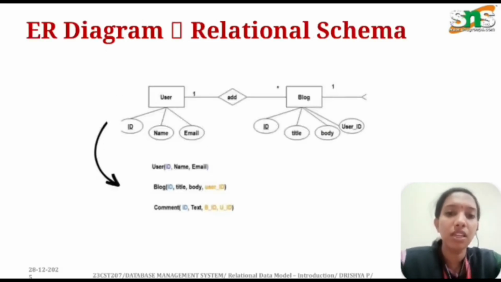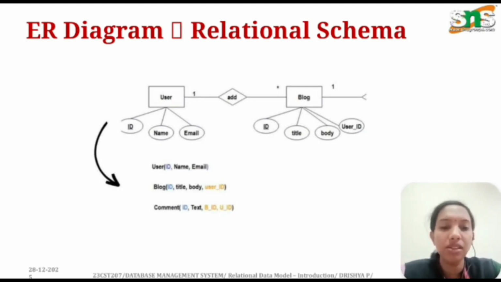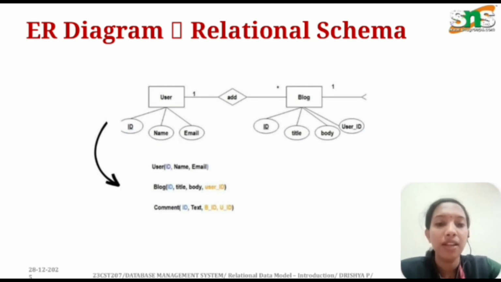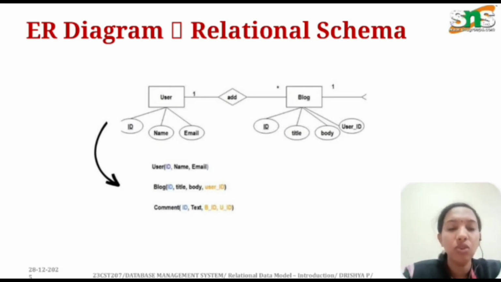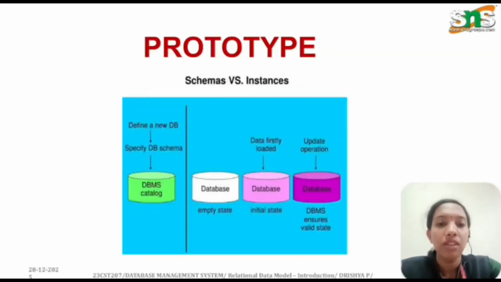Then next is the ER diagram, or relational schema. In an ER diagram, the rectangle represents the entity, the ellipse is the attribute, and the diamond shape is the relationship. Then there is cardinality. We will explain this clearly in the next video.